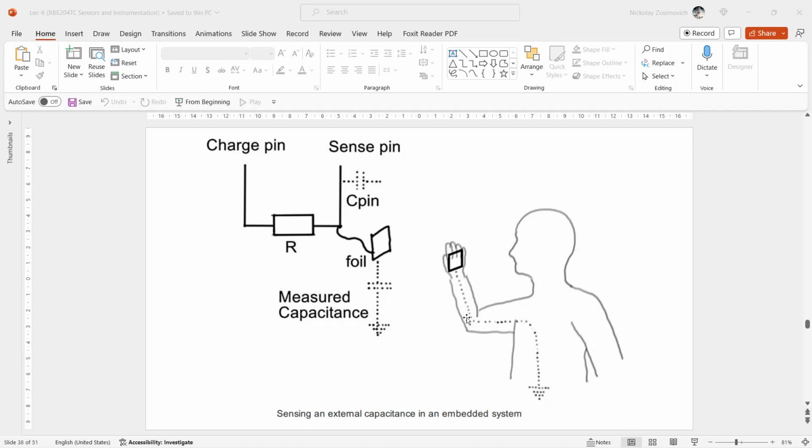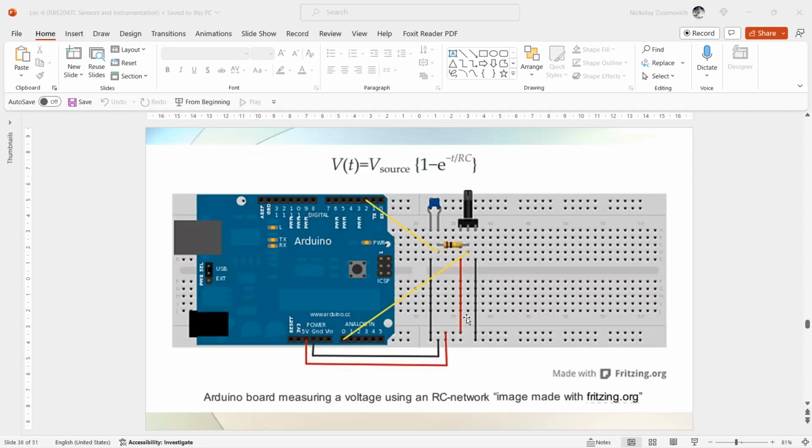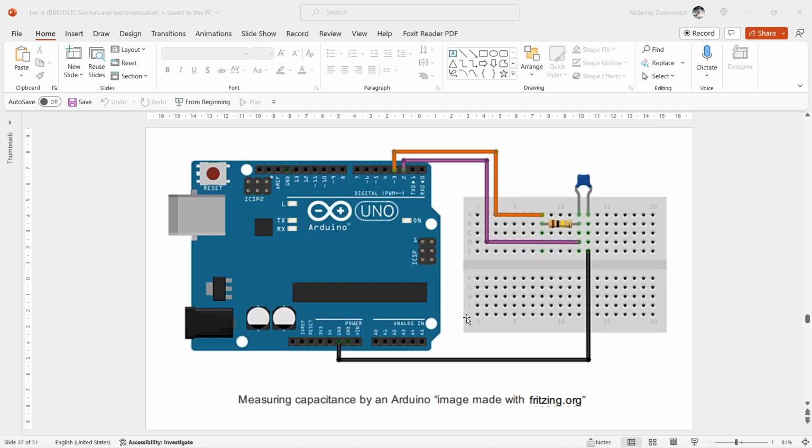A similar approach can be used for measuring an internal capacitor, as we can see in this slide. The resistance value R has to be chosen in a range such that the charge time can be measured with sufficient resolution by the microcontroller system.